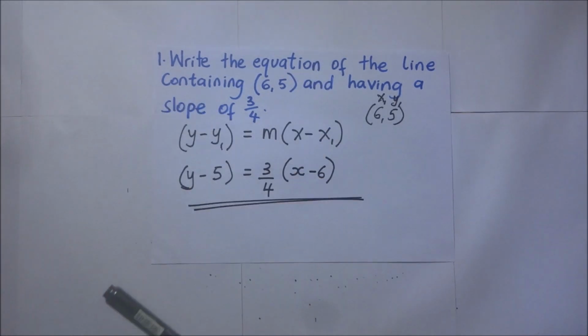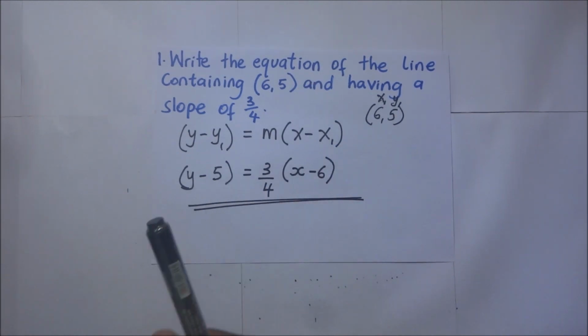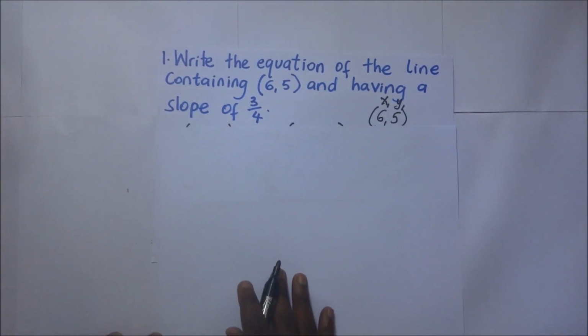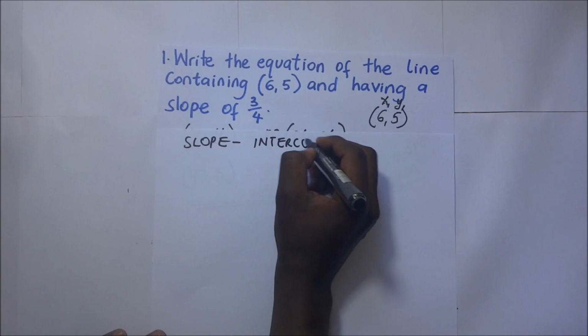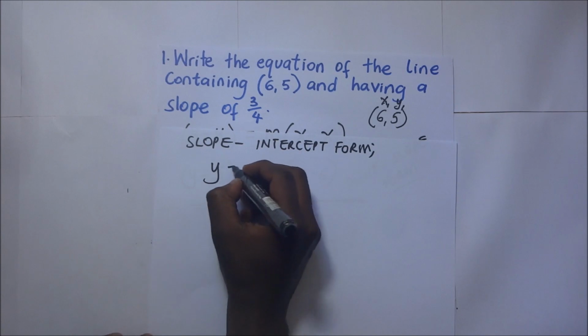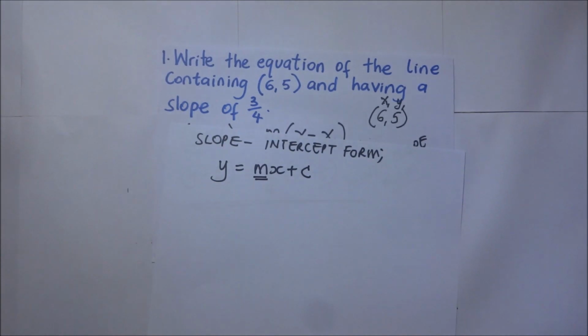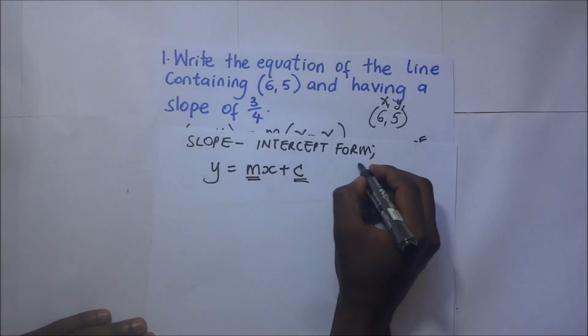We can write this equation another way. We can write it in the slope-intercept form. And when we're writing it in the slope-intercept form, this is when we'll use the general equation of y is equal to mx plus c. In the slope-intercept form, the value of m stands for the slope or the gradient, and the value of c stands for the y-intercept. So right here we have the point (6, 5).